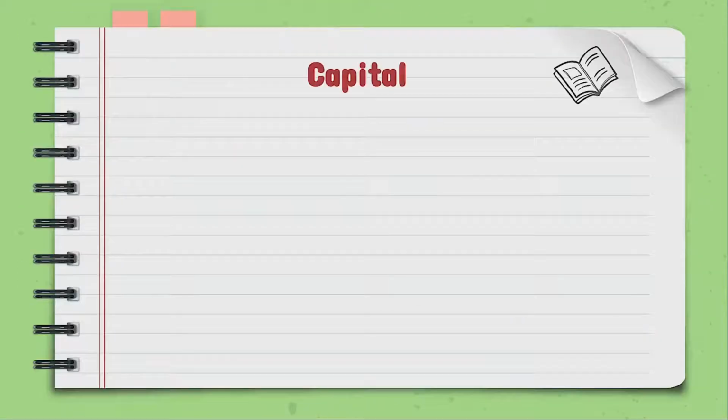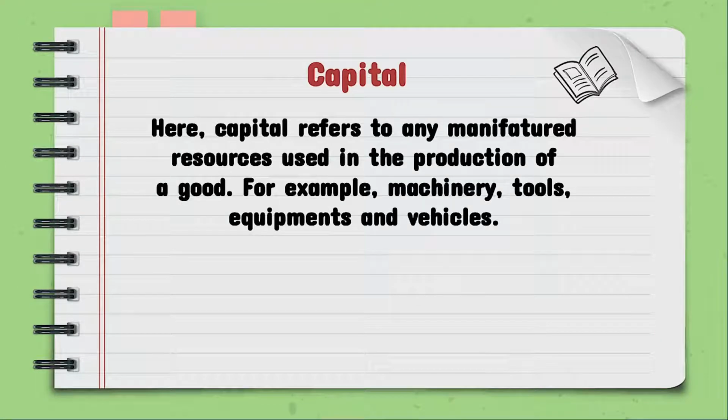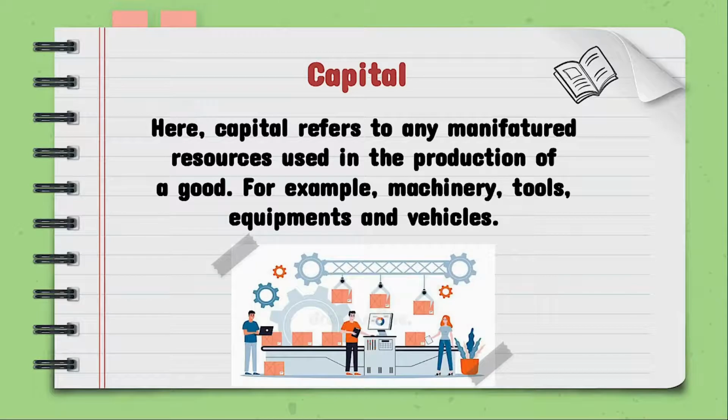The third factor is capital. Here, capital refers to any manufactured resources used in the production of a good. For example, machinery, tools, equipment, and vehicles.